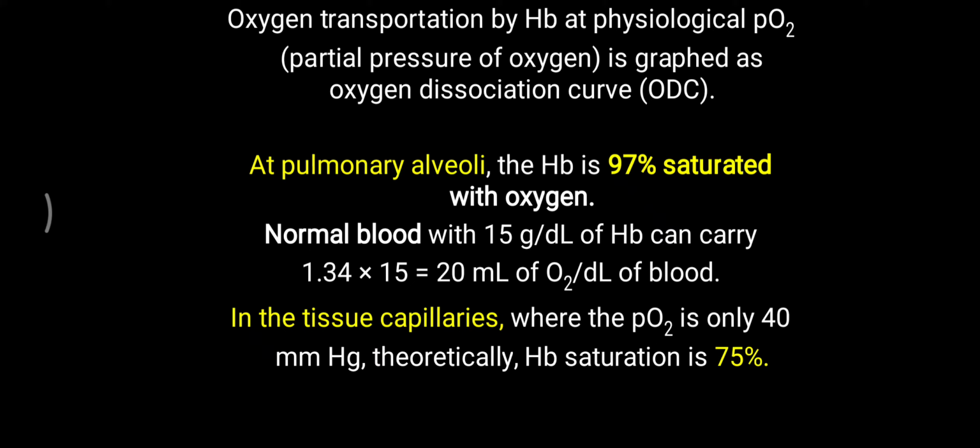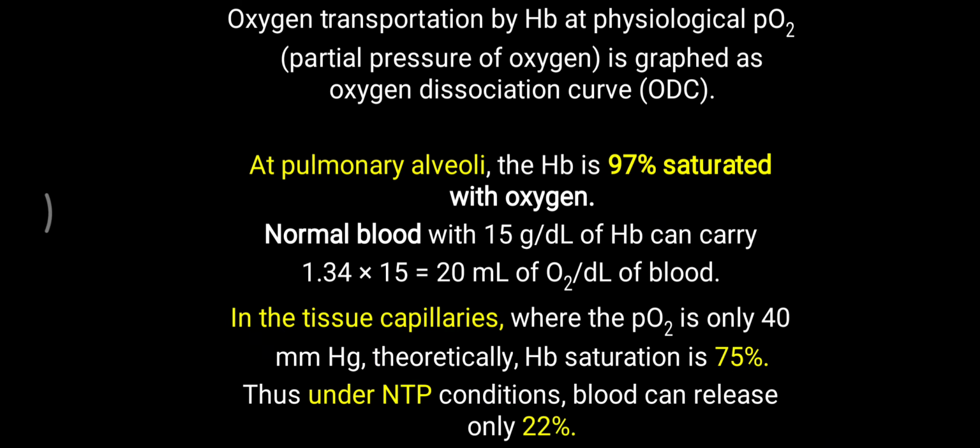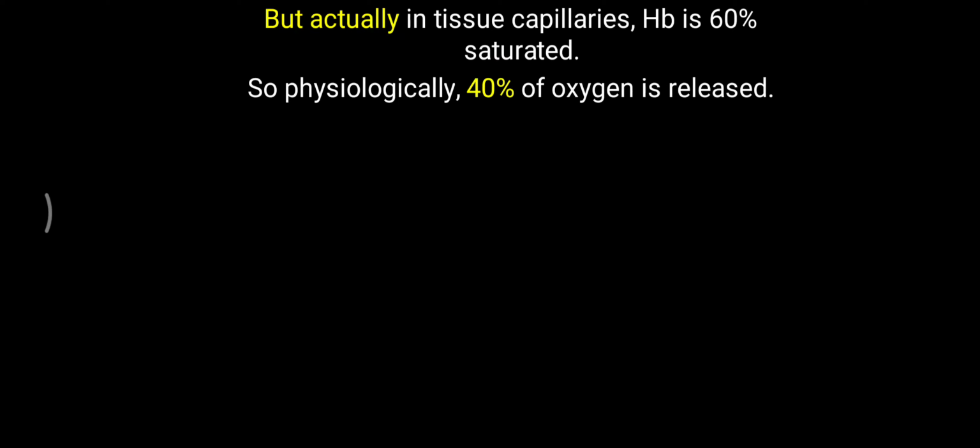So in the tissue capillaries, where the partial pressure of oxygen is only 40 mm of Hg, theoretically hemoglobin saturation will be 75%. So at the lung level 97% saturation, while at the tissue capillary 75%. So there is a difference of 22%. Under normal temperature and pressure conditions, only 22% of oxygen is liberated. But physiologically, at the tissue capillary level, hemoglobin is 60% saturated. So from 97 it is 60%, so around 40% of oxygen is released. Not 22%, not the theoretical, but actually 40% of oxygen is released.